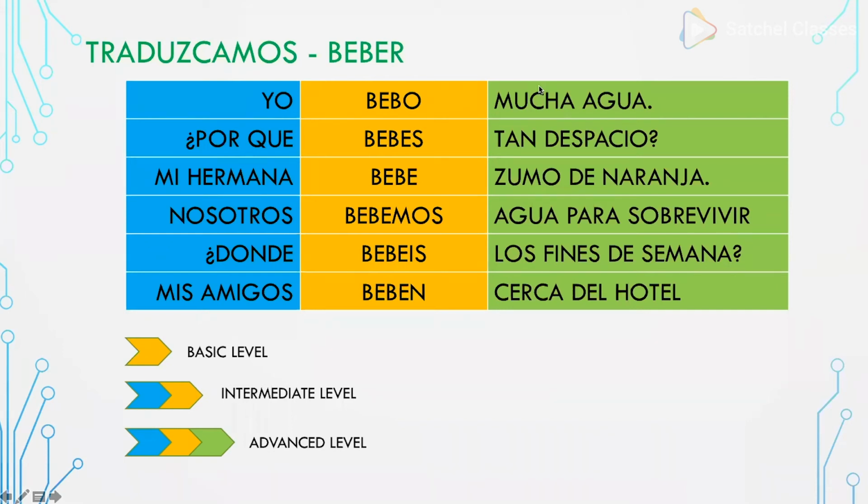How did that go? Now I'm going to translate them for you and check that your translations match mine. Yo bebo mucha agua is I drink a lot of water. Why do you drink so slow? My sister drinks orange juice. We drink water to survive. Where do you drink at weekends? My friends drink near the hotel.